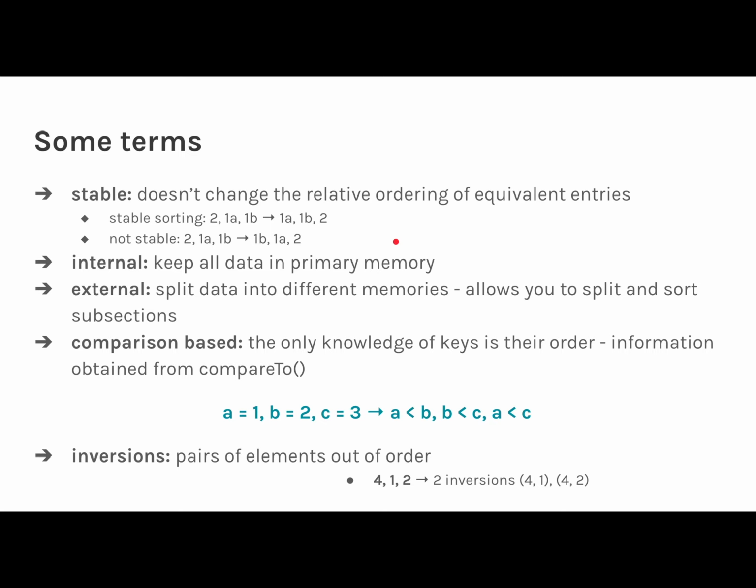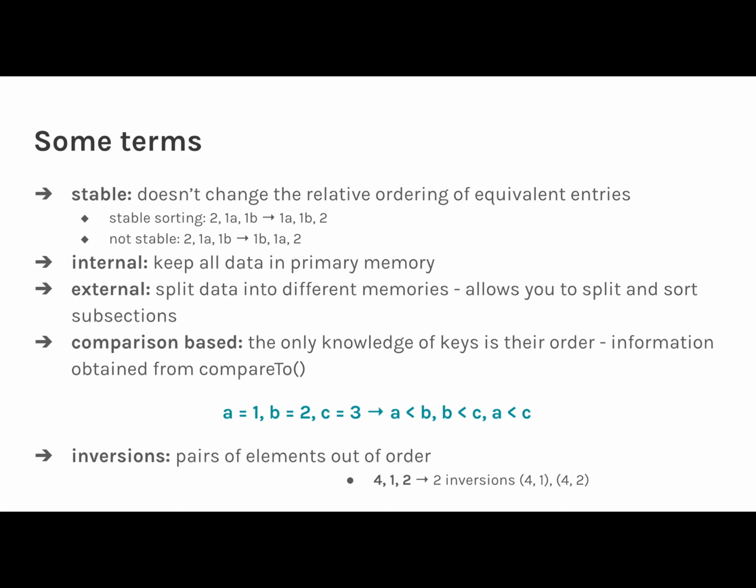Internal sorting means we keep all data in primary memory. External means we are able to split the data into different memories and sort them in subsections, which can come in handy when we want to sort a huge array and only part of the array could be stored in RAM at a given time.